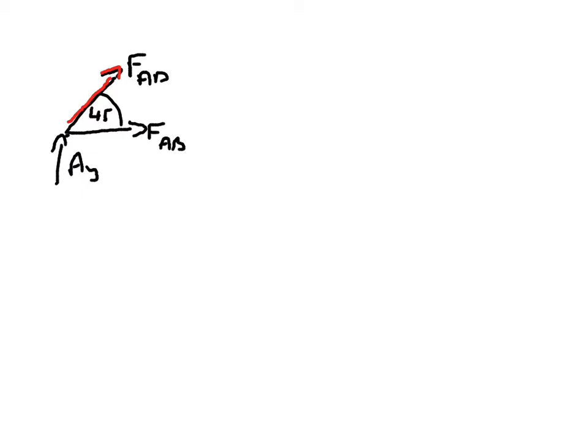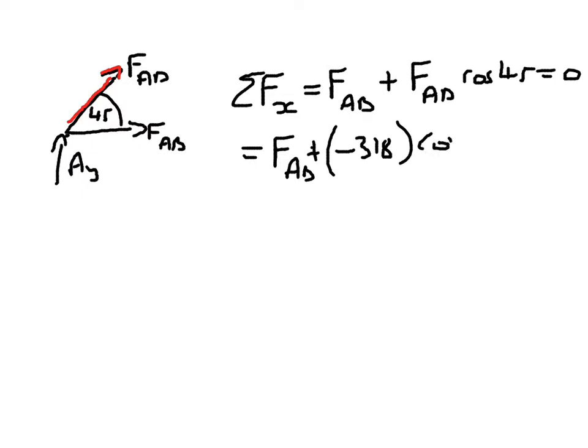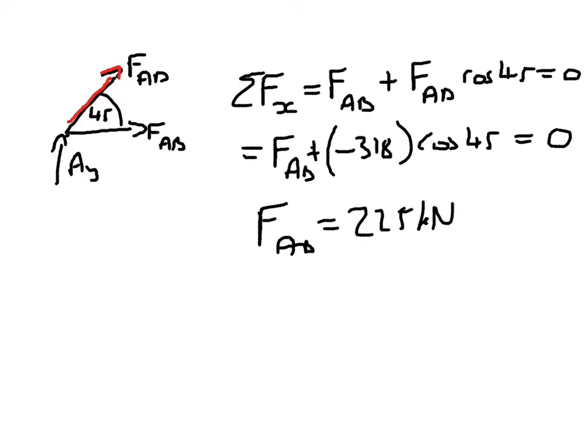So if I form my equation, sum of the forces in the x direction, because FAB that I'm looking for is in the x direction, equals FAB plus FAD cos 45, and that equals 0. FAD was minus 318. The minus will then switch the direction of our assumption. Cos 45 equals 0, and we can rearrange and say FAB equals 225 kilonewtons. It's come out as positive. We've assumed it to be in tension, so it must be in tension.